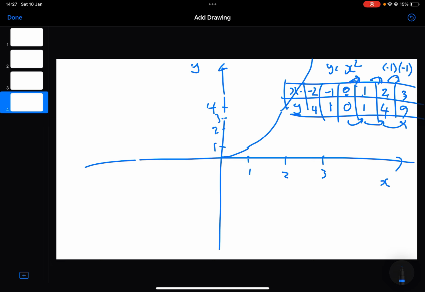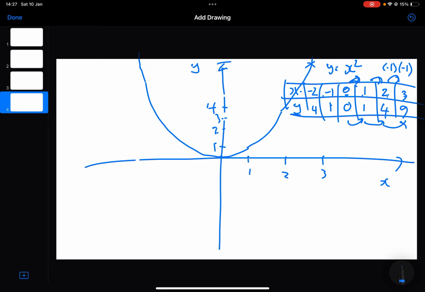It will go up a lot more, go to 9 already. And when I go to the left, when my x goes towards the left, negative, the y still goes upwards because it's positive. Okay, that's why your y equals x squared looks like this.